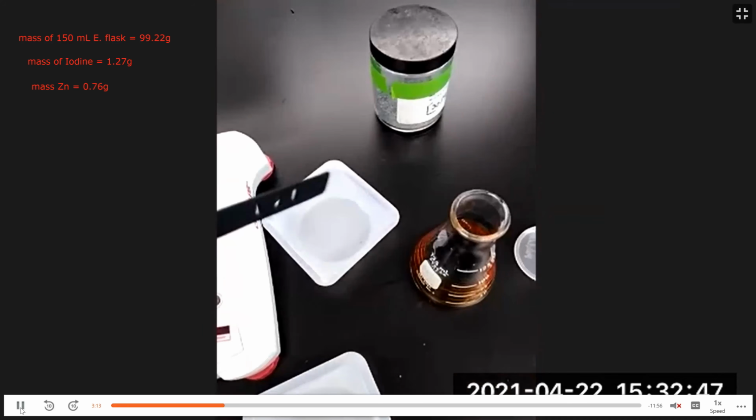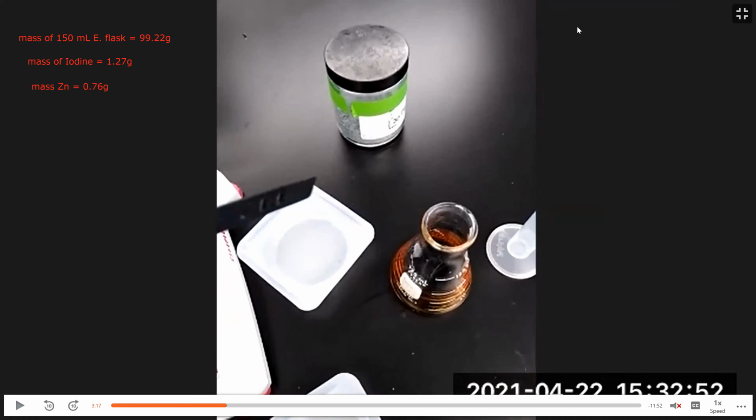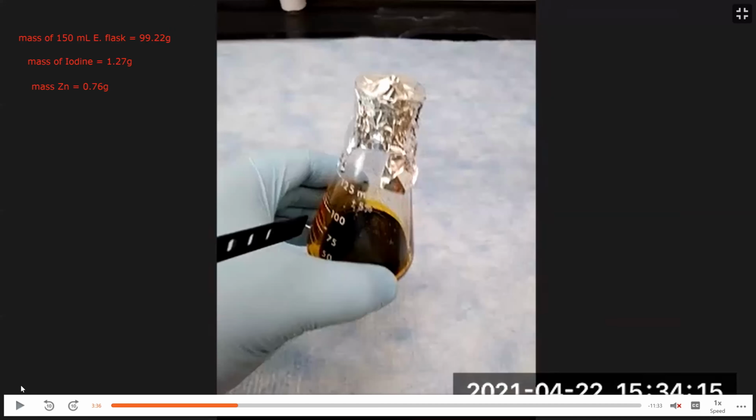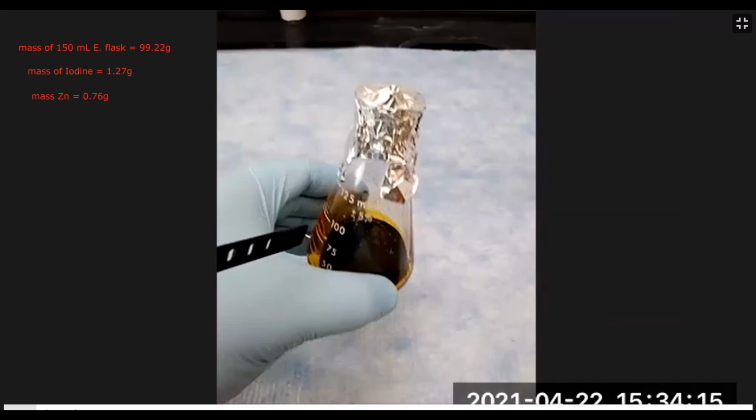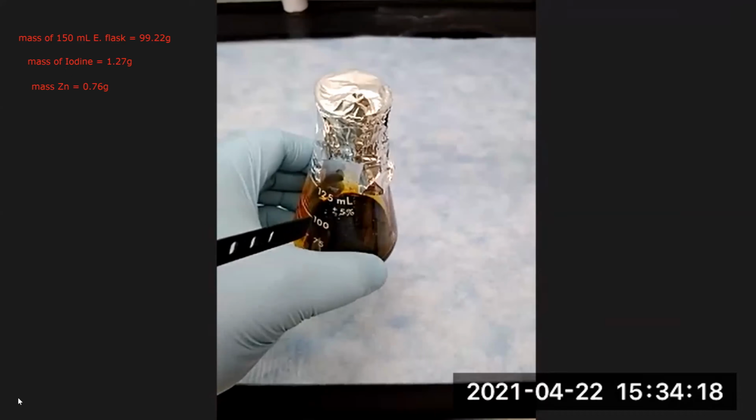Next thing we want to do is cover the top of the flask with some aluminum foil. Like this. Again, you don't need too much. You just need to cover the tip or near the top of the flask. And again, you want to do this so that the methanol doesn't escape and you dry out your sample.